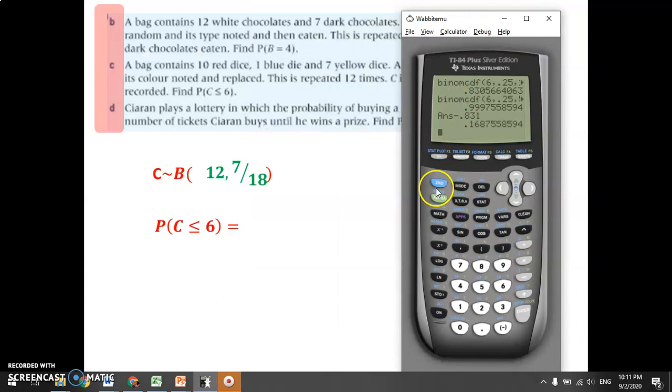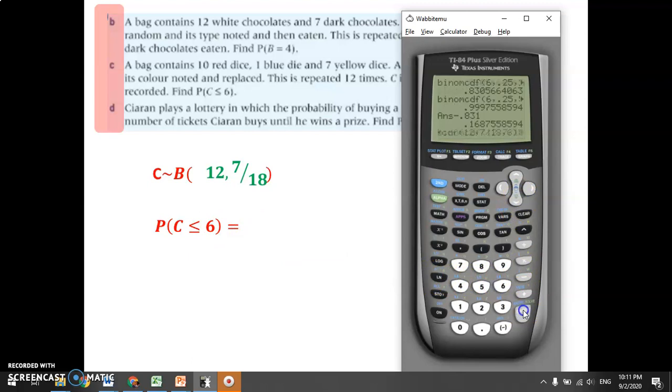Alright, so I'm going to do it one last time. Second, vars, then I'm going to arrow up to binomial. Is this CDF or PDF? Well, this one is definitely CDF, because we're looking for a cumulative 6 and under. Enter number of trials, 12, and then probability 7 divided by 18. And the value we're looking for is 6 or under, so I'm going to put 6 here and paste it.